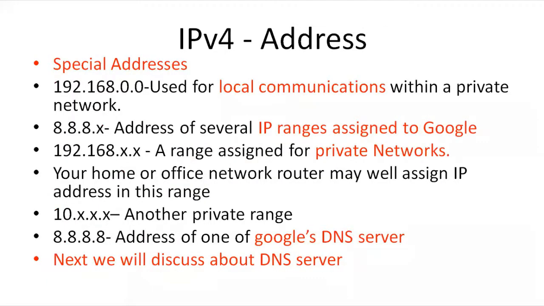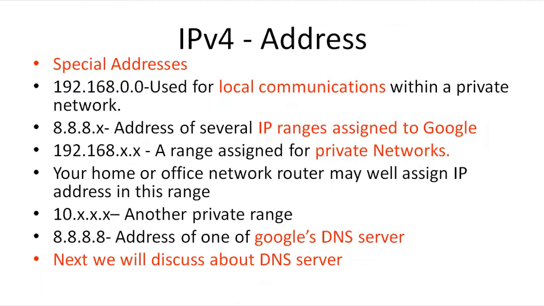Here you have some special addresses for IP version 4. What are the special addresses? 192.168.0.0 is used for local communication within a private network. And 8.8.8.x is an address of several IP ranges assigned to Google. 192.168.x.x is assigned for private networks, meaning your home or office network. Your office network router may assign IP addresses in the range 10.x.x.x, another private range. For example, 8.8.8.8 is the address of one of Google's domain name system servers, the DNS server.